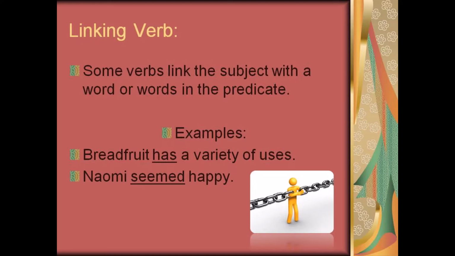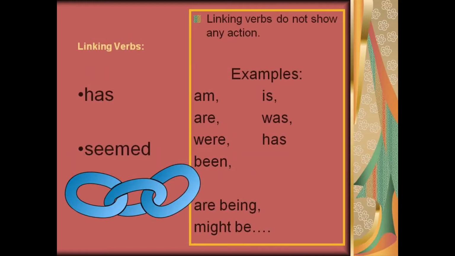Here we have some examples of linking verbs. Notice the verbs that are underlined. The breadfruit has a variety of uses. Naomi seemed happy. In the first case, has is linking breadfruit to its variety of uses. And seemed in the second sentence is linking Naomi to happy.